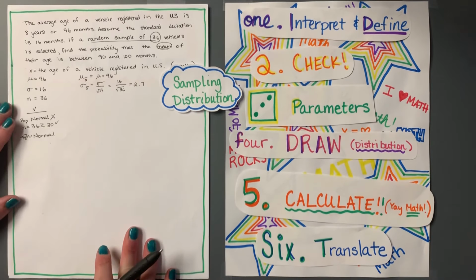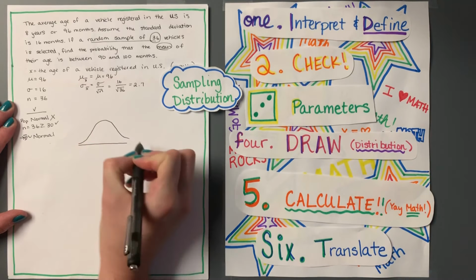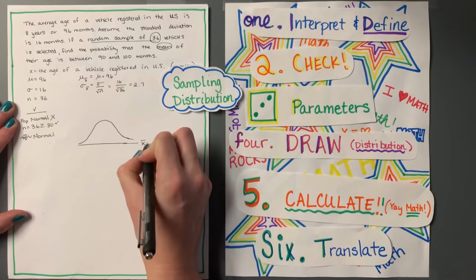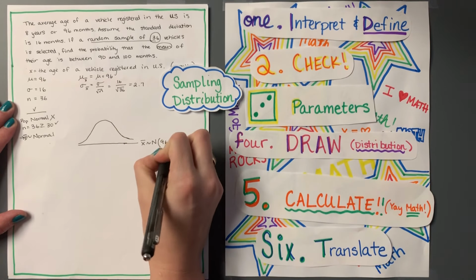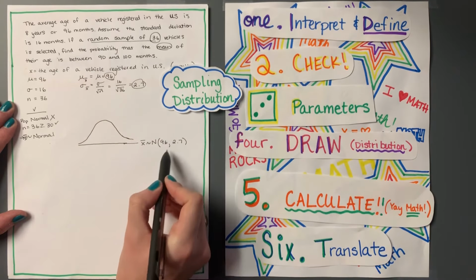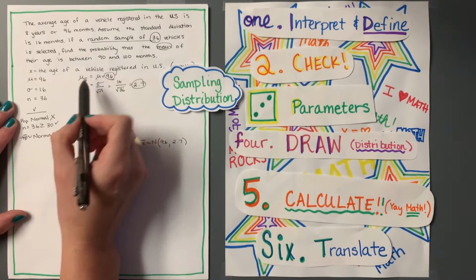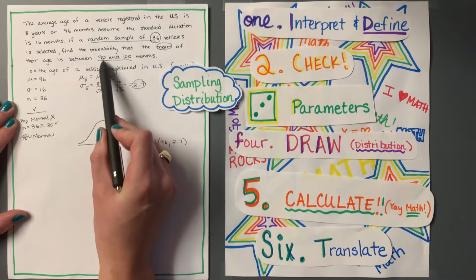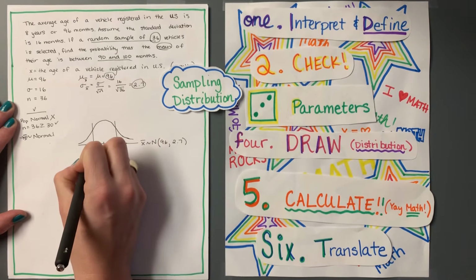The next thing I need to do is draw my picture. Now, instead of this being a distribution of x's, this is a distribution of x bars. So x bar is approximately normal. The mean of this distribution is 96 and the standard deviation is 2.7. So I'm taking these two values and writing them as I label. I'm going to label the middle 96, and I'm looking for the probability that the average for the 36 vehicles is between 90 and 100. So I will mark those on here: 90 and 100.